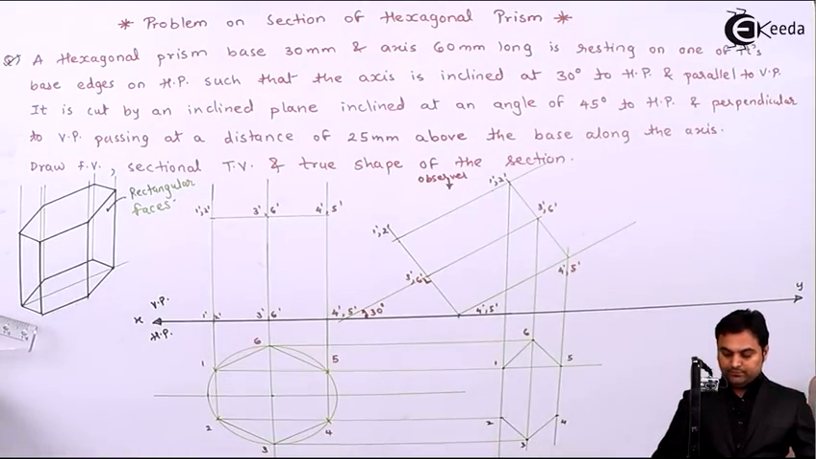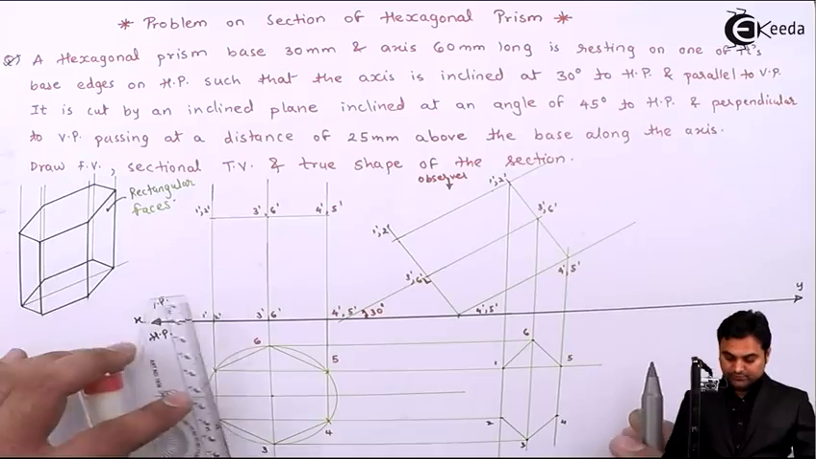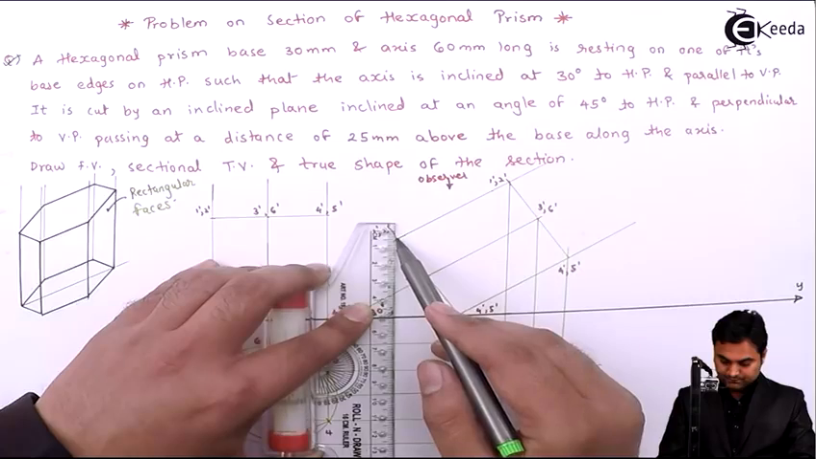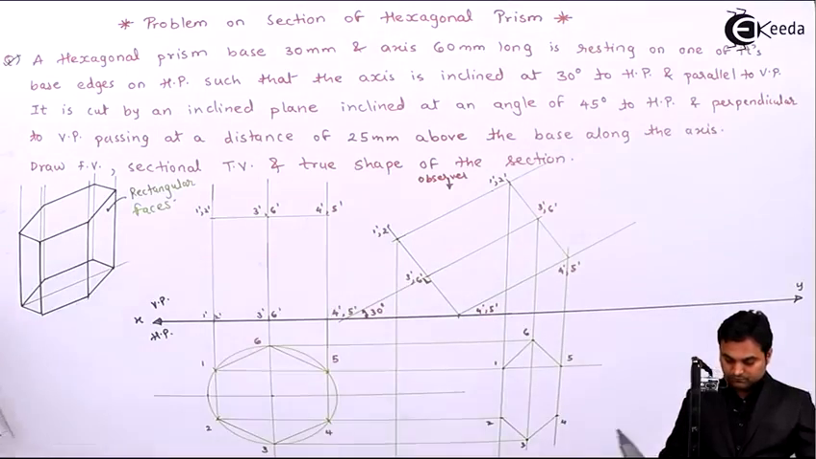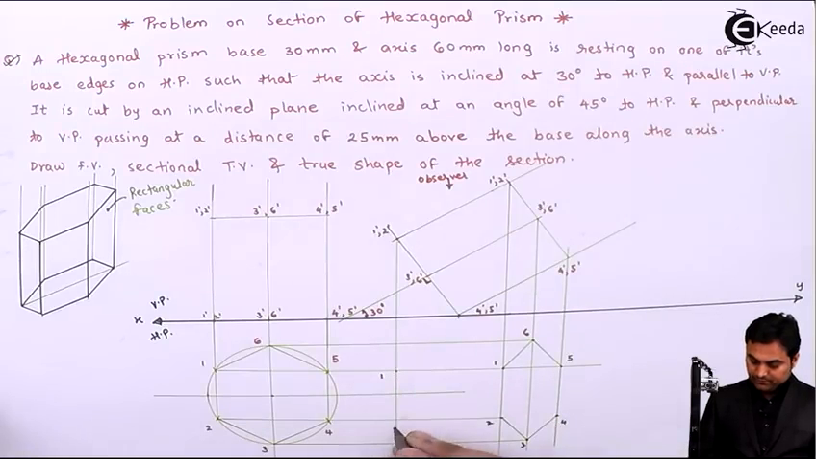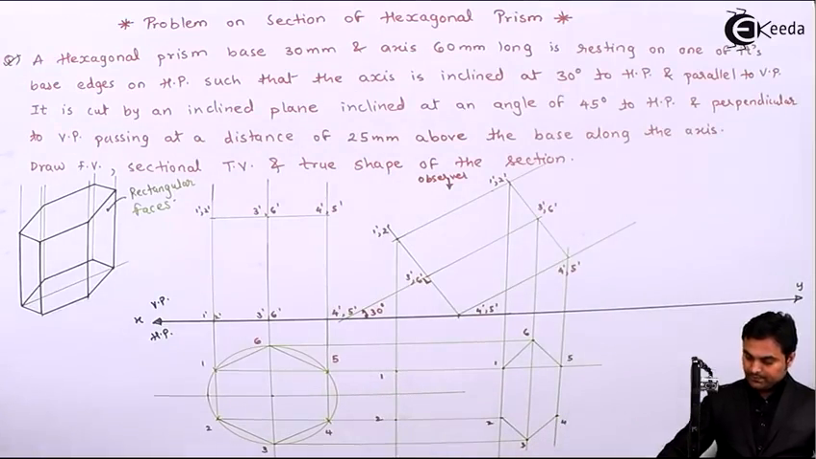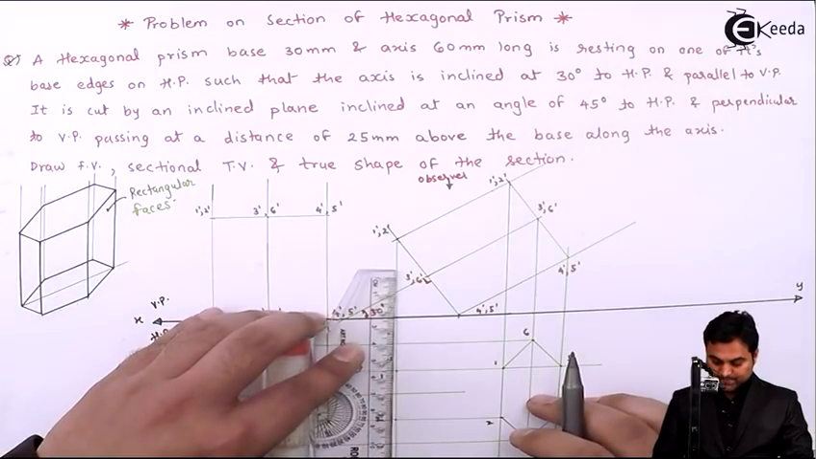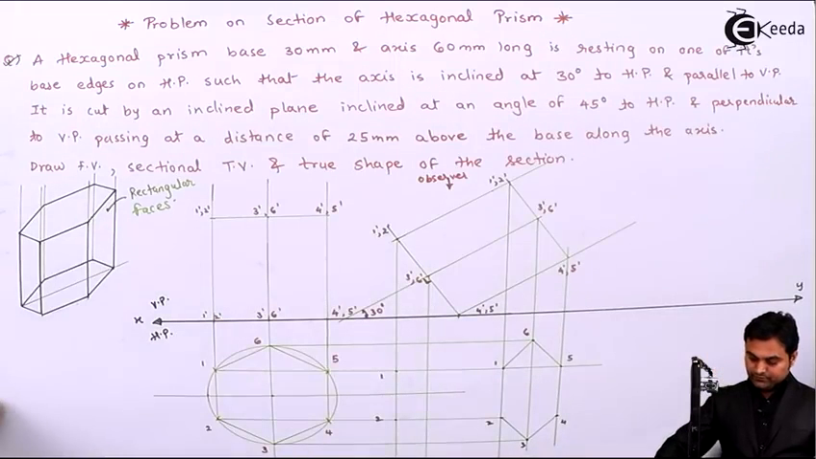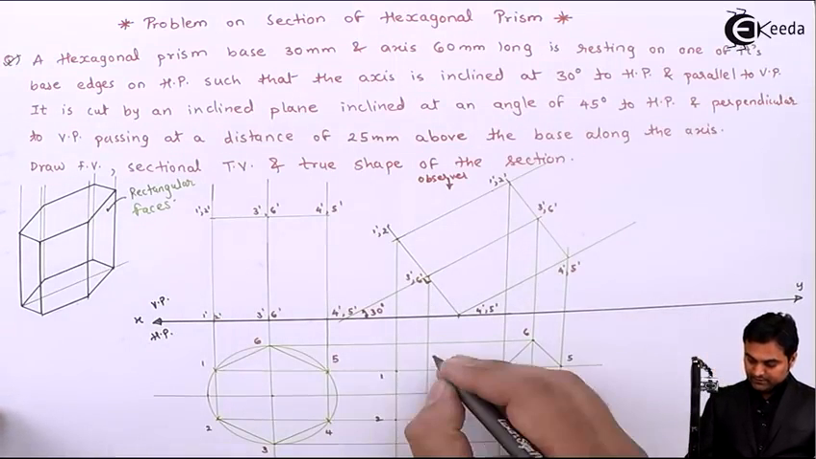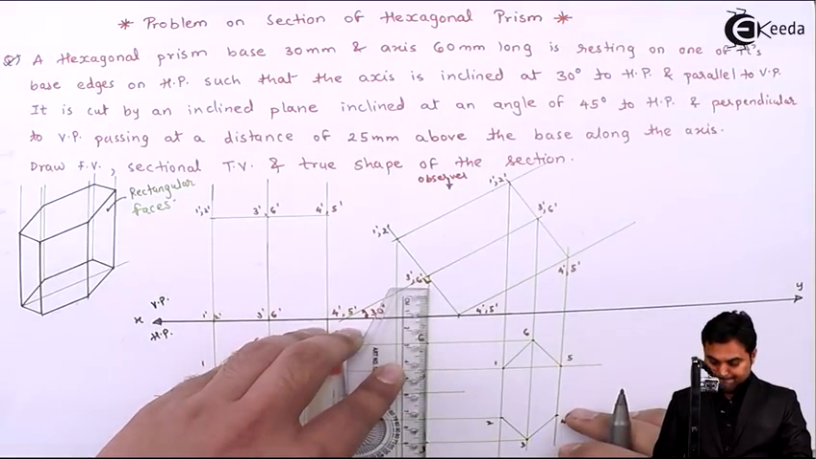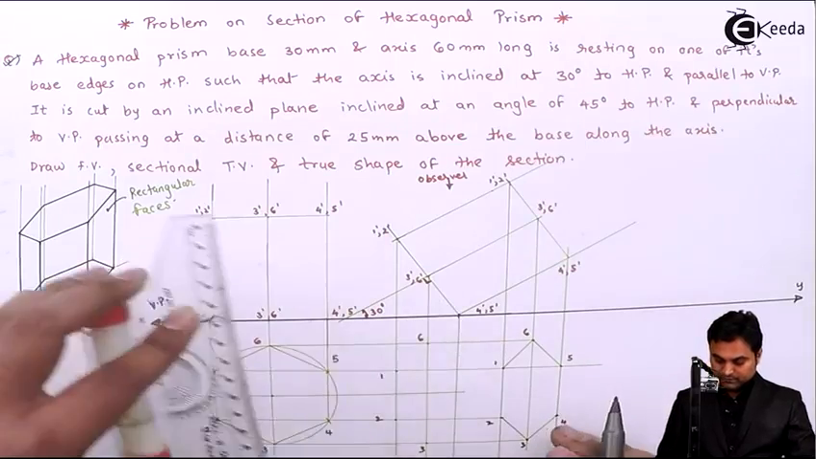Next, the bottom hexagonal base, again projecting 1 dash 2 dash, so here point 1 is at the same location, then similarly point 2. Next 3 dash 6 dash onto the same level, so this is point 3, and here point 6. Next 4 and 5, 4 and 5.